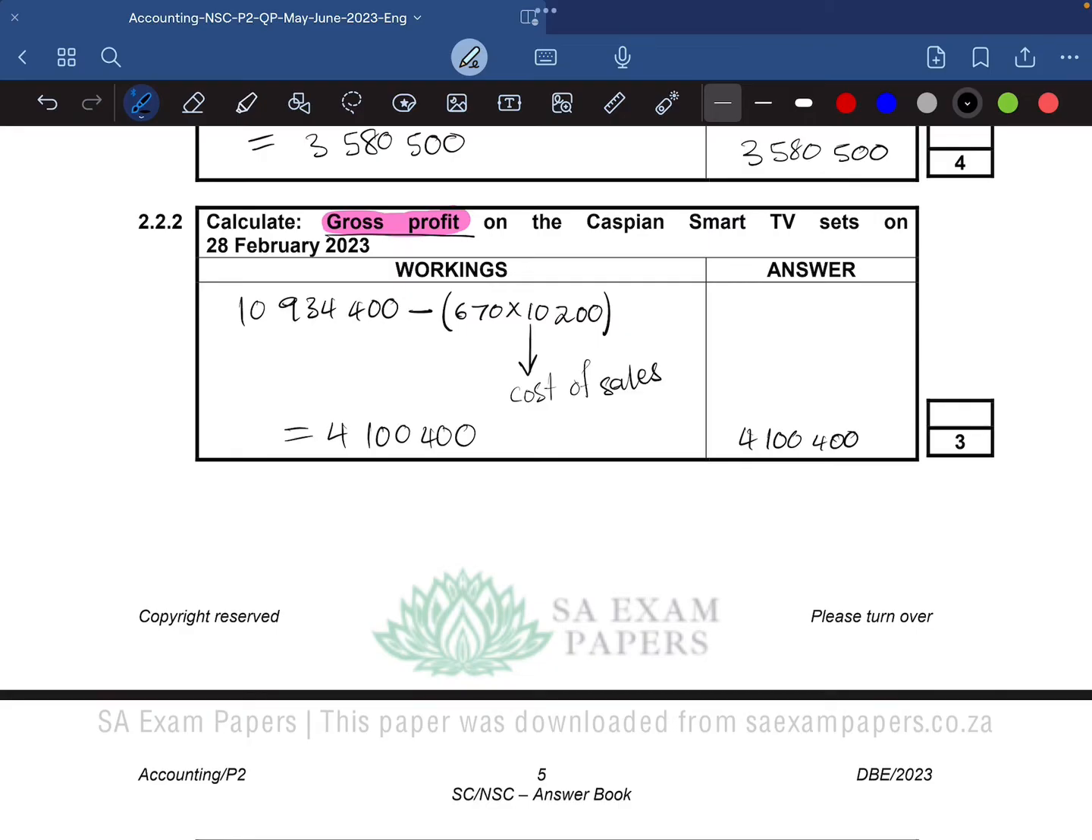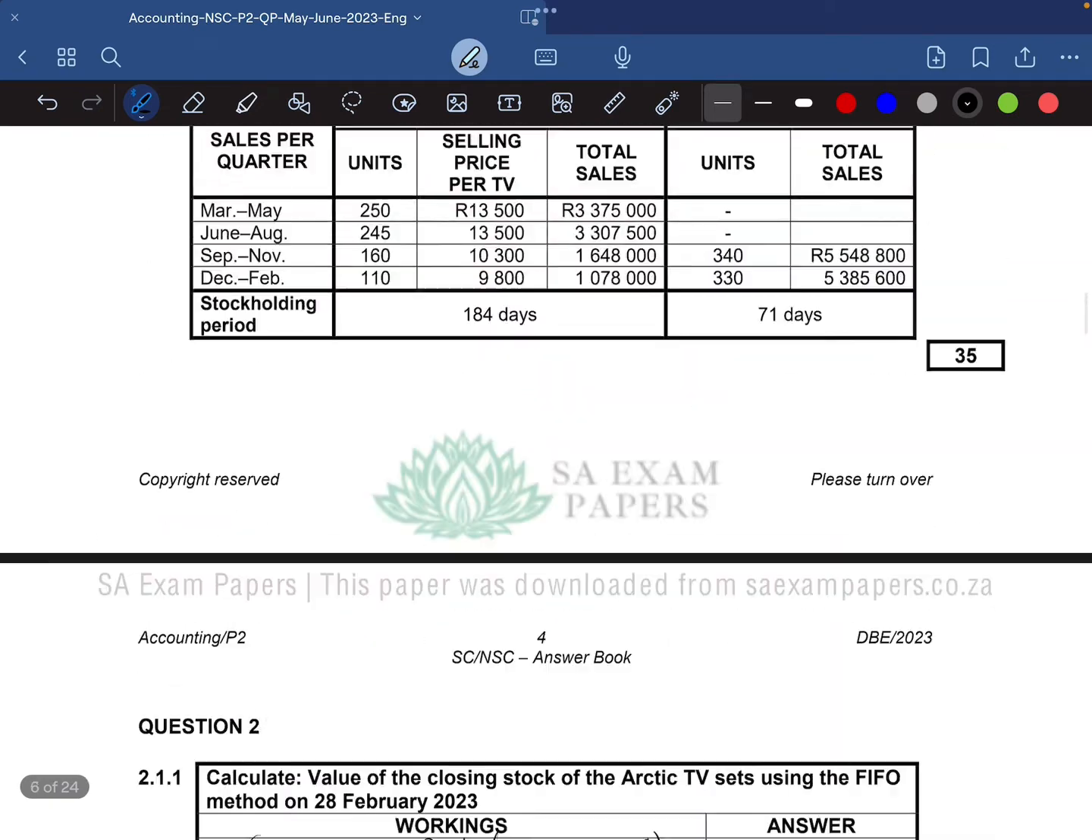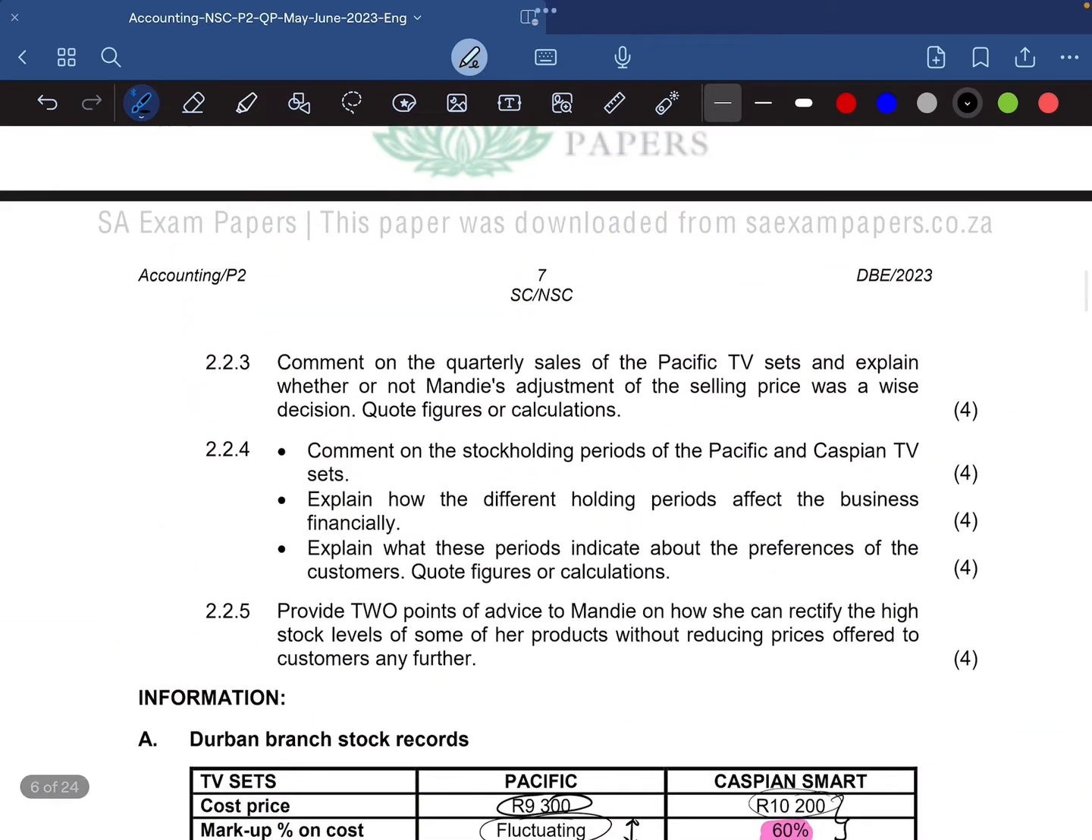Maybe some of you could have worked it out in a different way, but let me know in the comments how you worked it out. Okay, and then 2.2.3, what does it say? It says comment on the quarterly sales of the Pacific TV sets and explain whether or not Mandy's adjustment of the selling price was a wise decision, quoting figures or calculations.